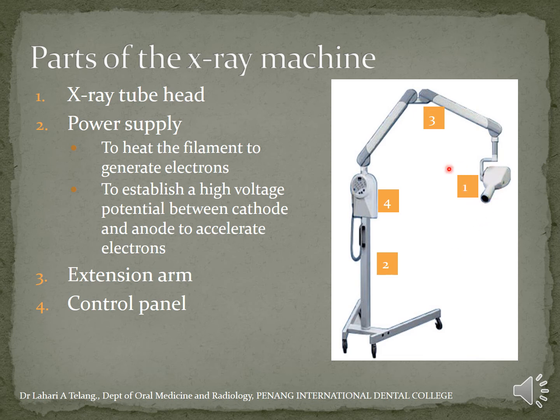This is the tube head. This is the power supply, connected to the power supply. Okay, the reason why you have a power supply is first of all to heat filaments and generate electrons, and also to establish a high voltage potential between cathode and anode, which are there inside this X-ray machine. So more when I explain to you in the next few slides. This is an extension arm which can be moved easily, and you have a control panel where you can press buttons to change the amount of radiation that you would like.